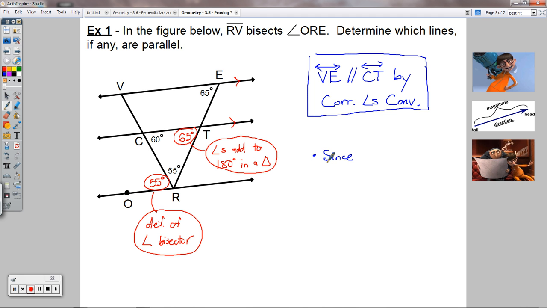So since angle ORC, another movie reference there. Got Despicable Me, got Lord of the Rings.